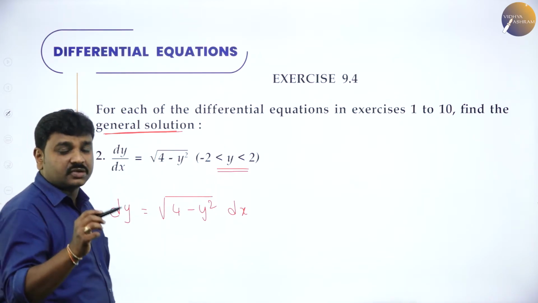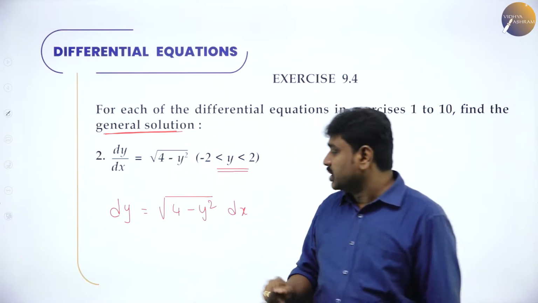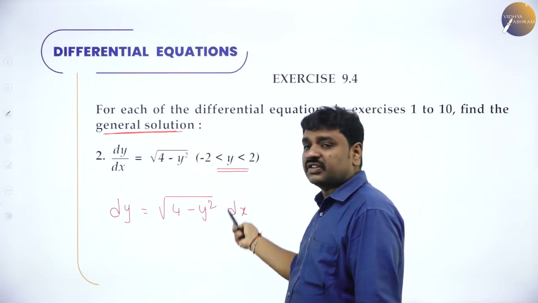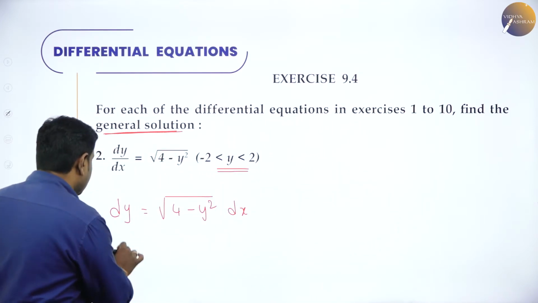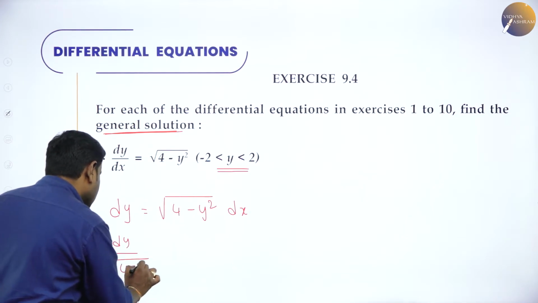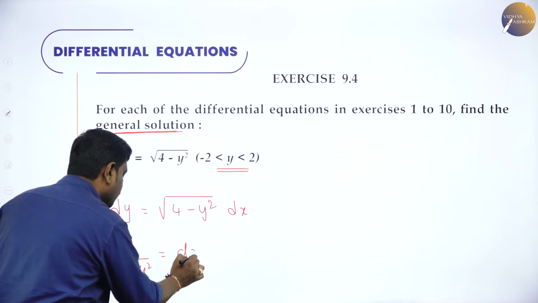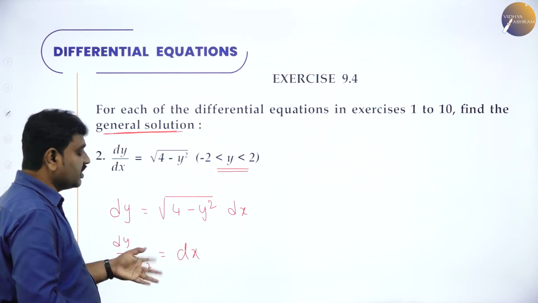And second step, functions of x should be with dx, functions of y should be with dy. So now root of 4 minus y square is a function of y. So transfer it to RHS because it should be with dy. So dy divided by, bring it to LHS, so it will become root of 4 minus y square is equal to dx. Can I write? Now it is in the form of what? Variable separable. I have separated the variables.